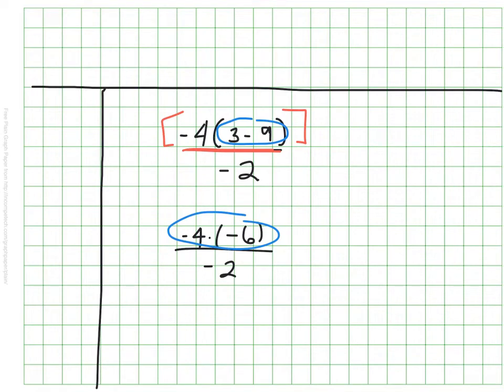And I have to think about my rules. A -4 times a -6 would be a positive 24. And then I need to divide that by -2. And that's my final step. Right? And I know 24 divided by 2 is 12, but it's a positive 24 divided by a -2, so my answer is -12. Same process I've done before.